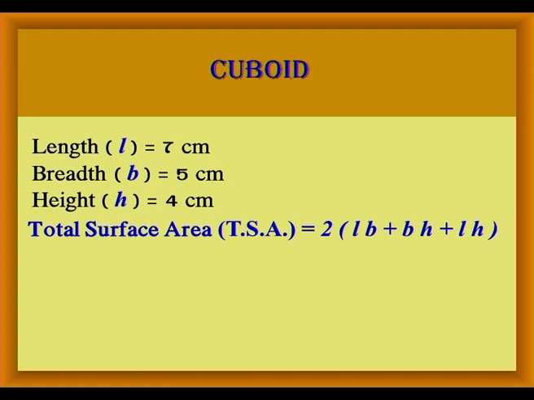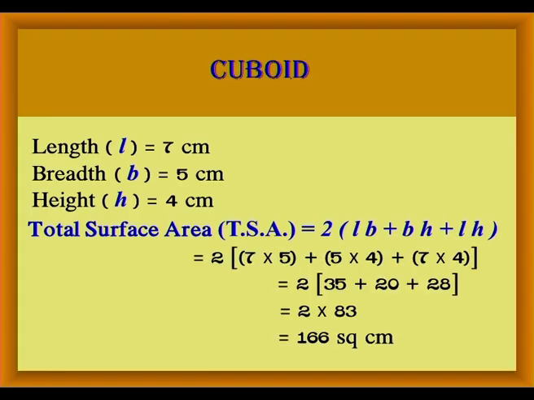Now, write the formula for total surface area. Total surface area of cuboid is 2 times (LB plus BH plus LH). Again, substitute the values of L, B and H in this formula. So, 2 into (7 into 5 plus 5 into 4 plus 7 into 4), and of course 2 times (7 5s are 35 plus 5 4s are 20 plus 7 4s are 28).